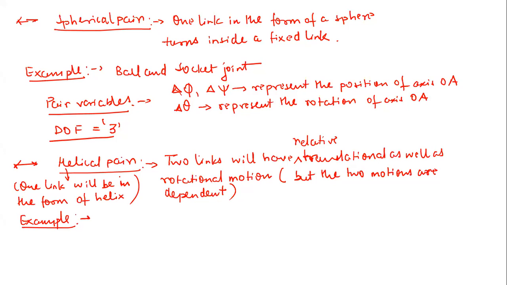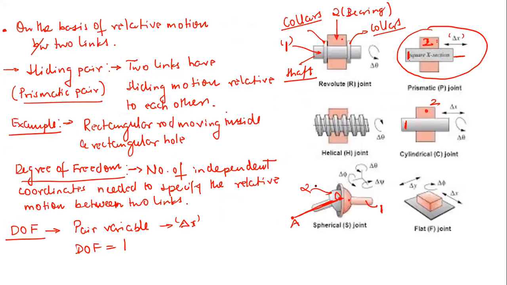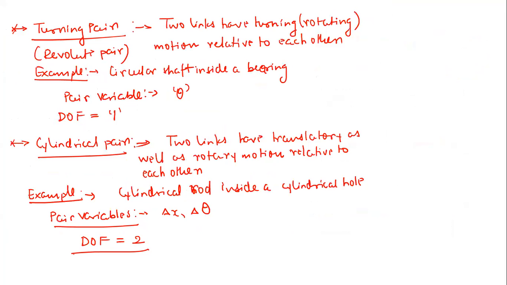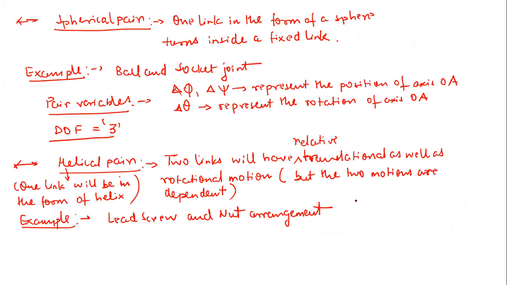Correct, right? So a very simple example of a helical pair is simply a lead screw and nut arrangement, correct? So if you observe, this is your helical joint. When you turn the screw, this is your screw and this is your nut. We all know that when we turn the screw, this nut is going to translate in this direction. But this delta x and this delta theta, in this case, both are dependent upon each other. So generally they are related through this relation, right?